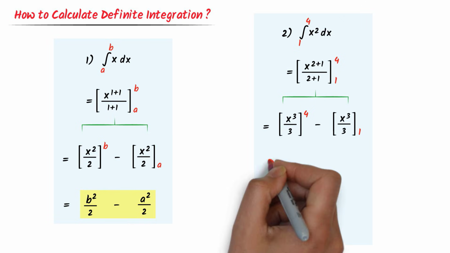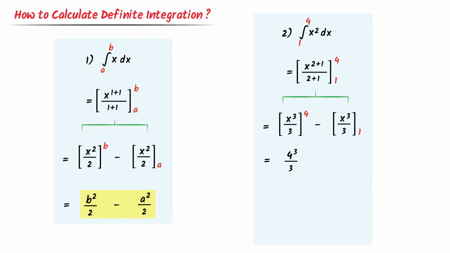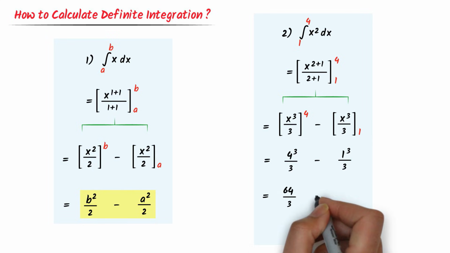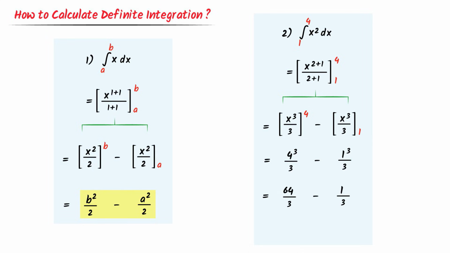I get 4 cubed upon 3 minus 1 cubed upon 3. I get 64 upon 3 minus 1 upon 3. Or I get 63 upon 3. After calculation, I get 21. Hence, this is the result of this question. Therefore, using this simple method, we can easily master integration.